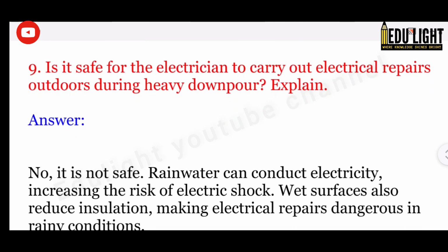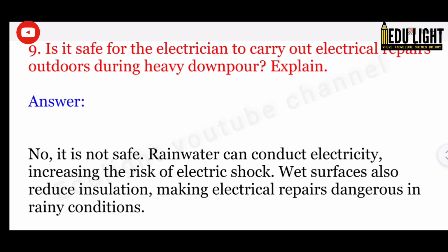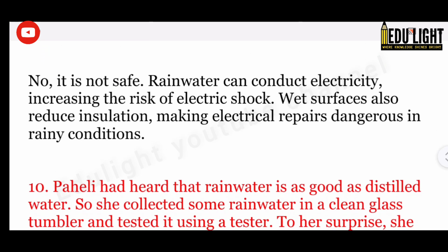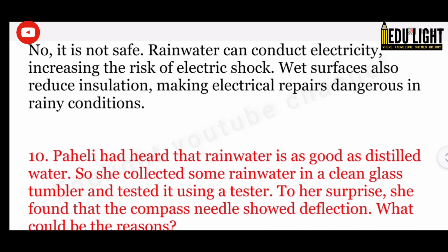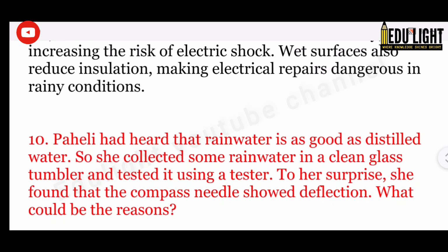Is it safe for the electrician to carry out electrical repairs outdoors during a heavy downpour? No, it is not safe. Rainwater can conduct electricity, increasing the risk of electric shock. Wet surfaces also reduce insulation, making electrical repairs dangerous in rainy conditions.